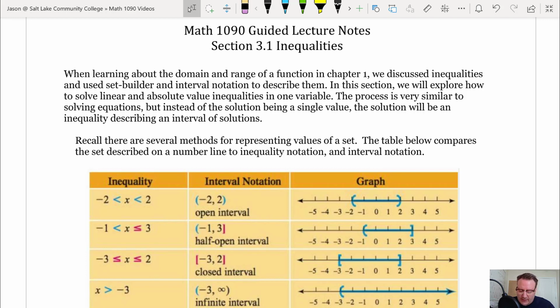The process is very similar to solving equations, but instead of the solutions being a single value, the solution will be an inequality describing an interval of solutions. So we're going to get an infinite number of solutions to these inequalities.